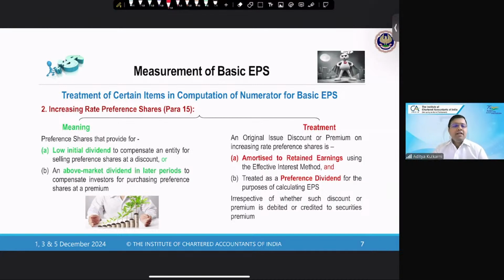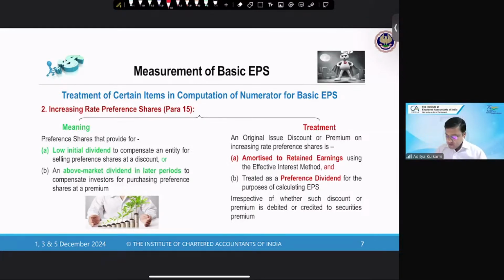So the cash available for distribution is typically on the lower side. So when the cash available for distribution is on the lower side, obviously this low initial dividend will be compensated by a higher dividend in the future periods. So that is why we call it increasing rate preference shares. Initially, I'll pay very less, but later on, I will start to increase the dividends beyond the market rate so as to compensate the low dividends that I gave initially.